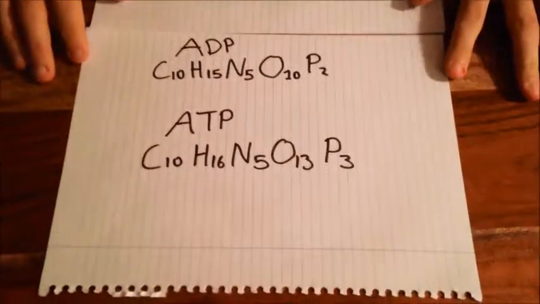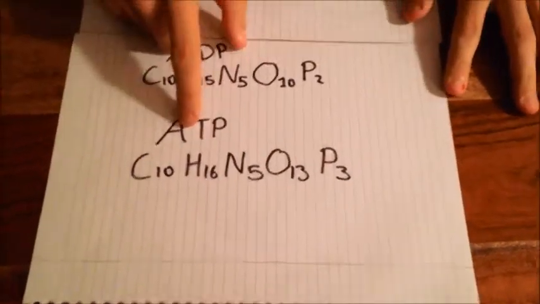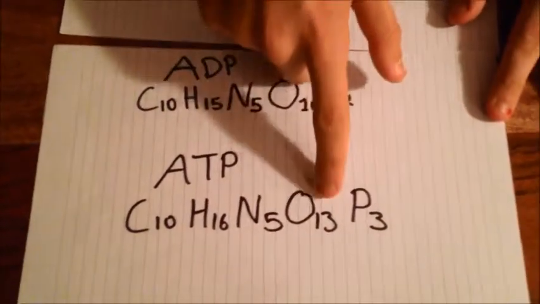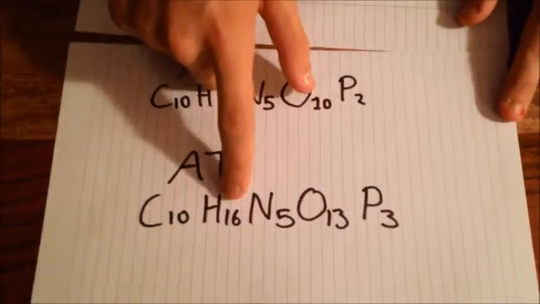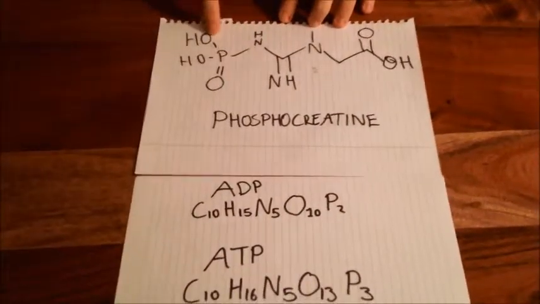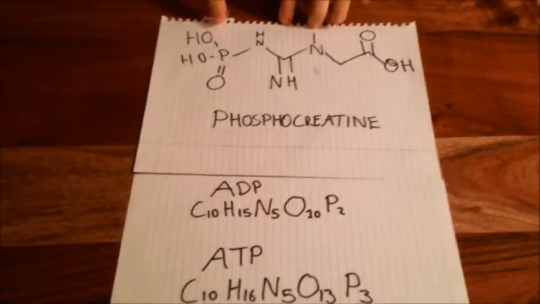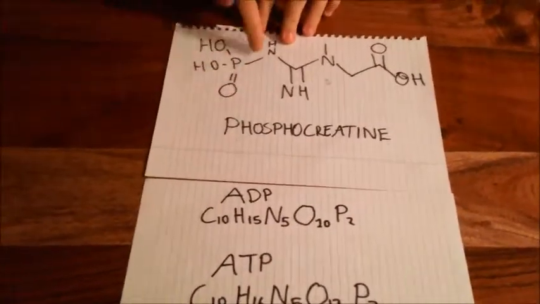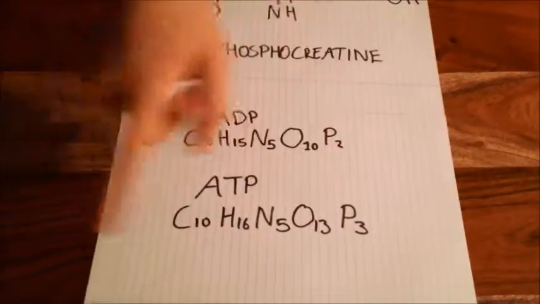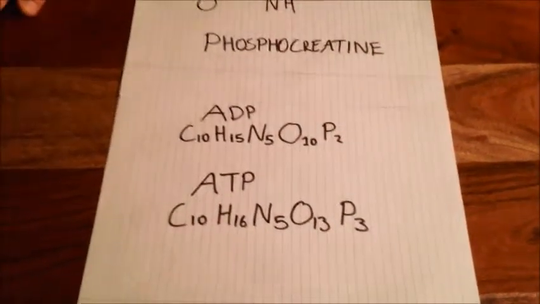As you can see, the only difference between ADP and ATP is 1 phosphorus, 3 oxygen, and 1 hydrogen, all of which can be found on this branch of phosphocreatine. So what it does is it donates this phosphate ion to ADP, which turns it into ATP and gives us more energy and allows greater athletic performance.